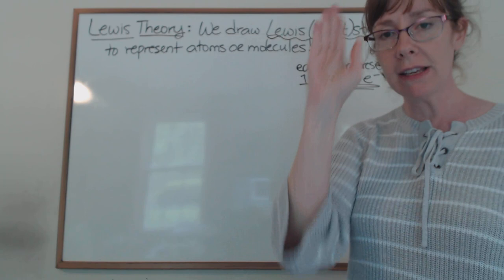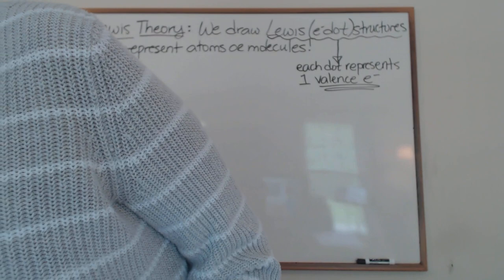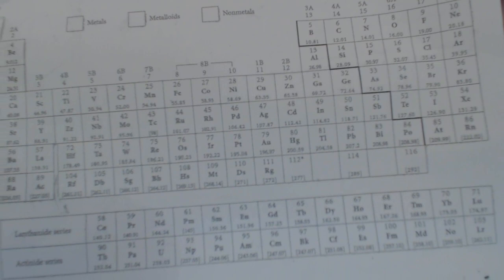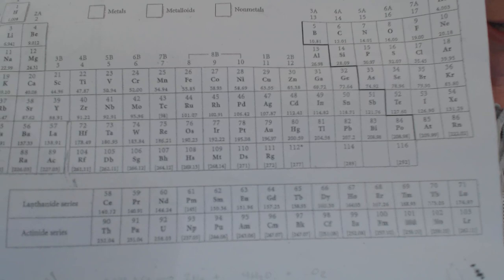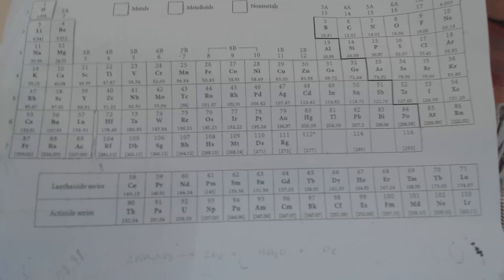And remember that when it comes to your periodic table, I just have a copy of it here, you will be able to tell the number of valence electrons based on the group number. So for instance, lithium has one valence electron because it's in group 1A, whereas aluminum has three valence electrons because it's in group 3. Oxygen has six valence electrons because it's in group 6, and so on and so on. And you could say neon has eight valence electrons because it's in group 8. So you're looking at the group number.